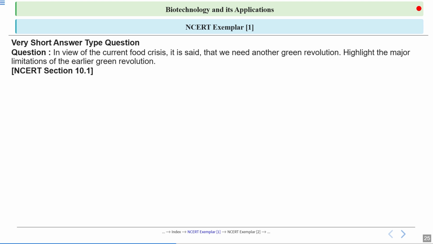This is from NCERT section 10.1. We have studied about the green revolution in this chapter. This question is basically asking us, even in today's scenario, we are suffering from a kind of food crisis, shortage of food, so why is there a need for another green revolution? And if we need another green revolution, what was the limitation, what was the drawback of the previous green revolution?